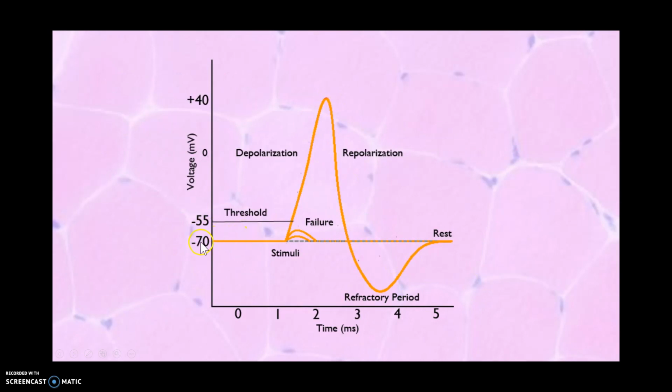Anything between negative 70 and negative 55 millivolts will be called passive depolarization. The stimuli will go up a bit, but then come back down, meaning the cell did not respond since it didn't get to threshold. So the cell will not respond to those little hits that it took. It needs to be at least 16.